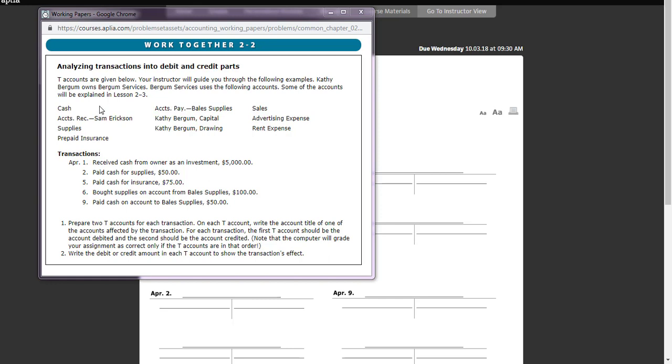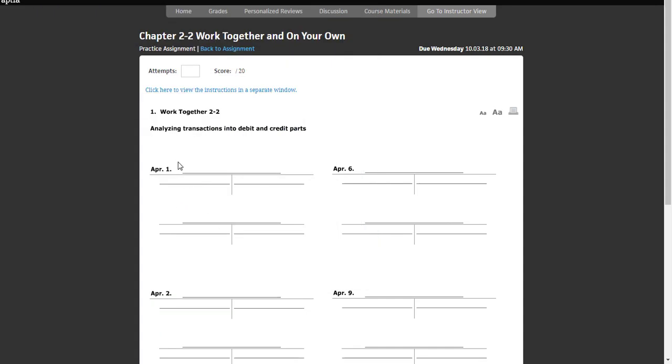So what we need to know is that these are the accounts that we can use, and then you will see right here that they actually have our dates. So before we write anything down, we have to ask a lot of questions out loud first, and I will try to walk you through those questions. So on April 1st, we received cash from an owner as an investment. Stevie, what are my two accounts?